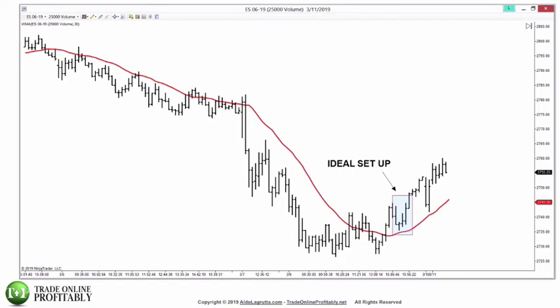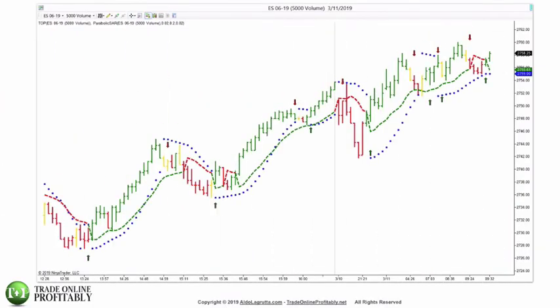You can see that the ideal setup had happened earlier. I marked it with a blue rectangle, but we have to work with what we have when we come to the market. The moving average was still up and prices had been closing above the moving average. So I had to look for a buy signal on my trigger chart. In this case, my trigger chart was the 5,000 volume chart. I had the buy signal a few minutes later.